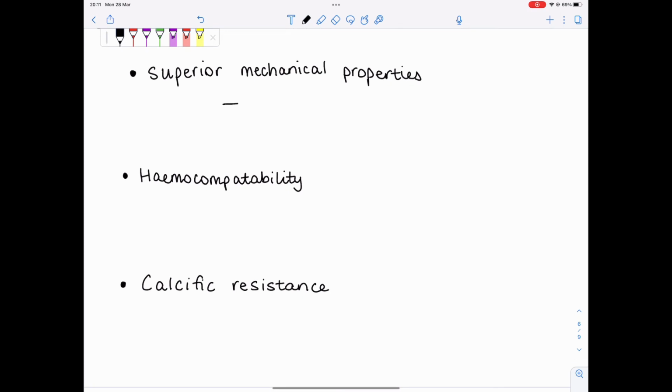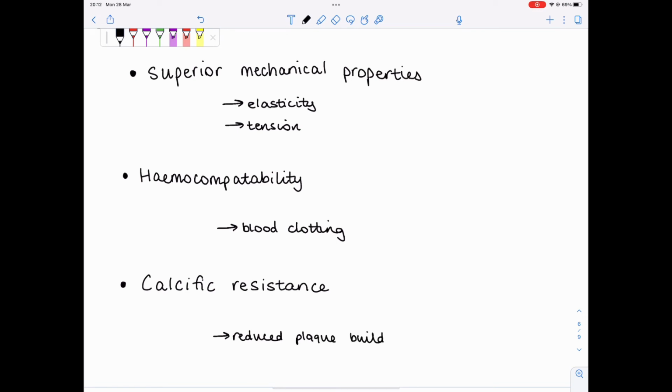Research comparing the two polymers has shown that the Hastellex polymer has superior mechanical properties, such as elasticity and tension. It has greater hemocompatibility, meaning the risk of blood clots is reduced significantly, and it has a greater calcific resistance, meaning there is less plaque buildup on the polymer.